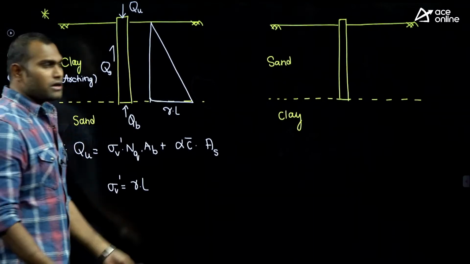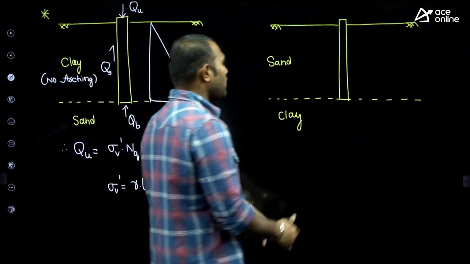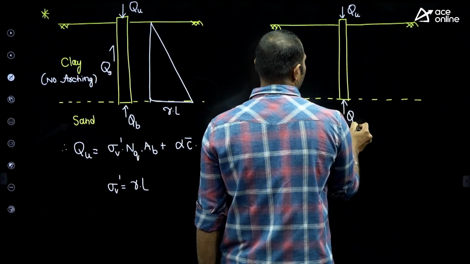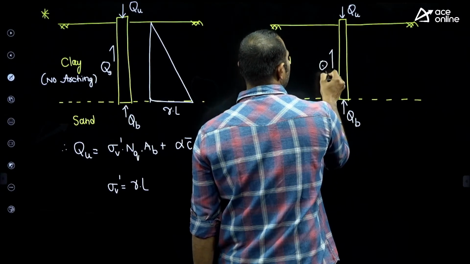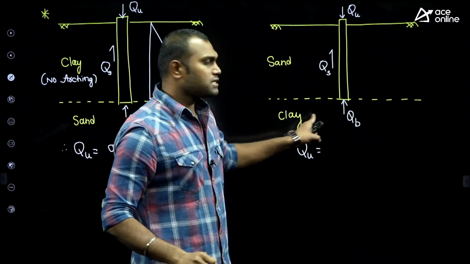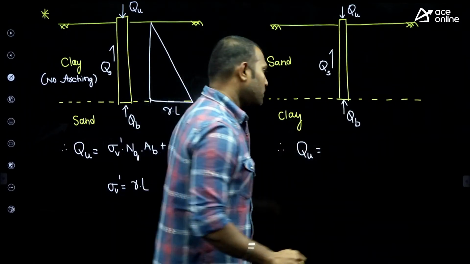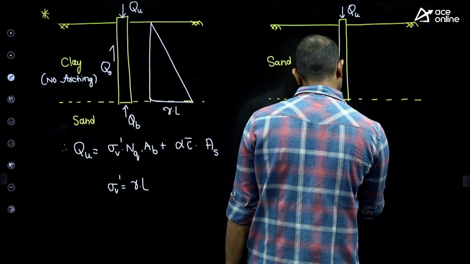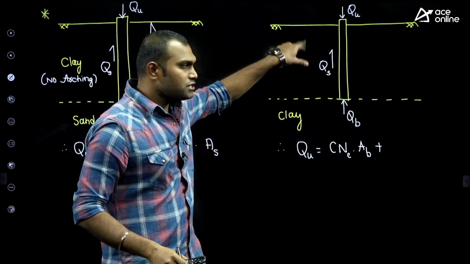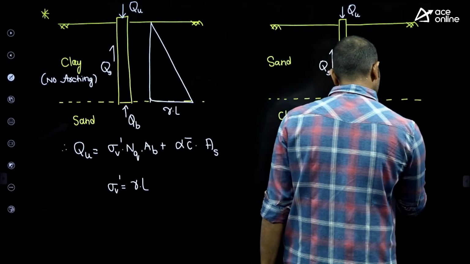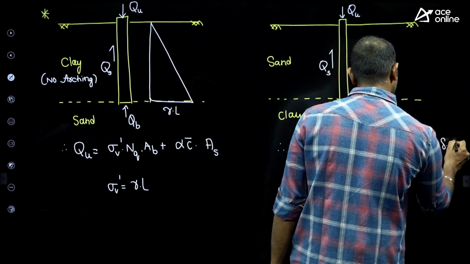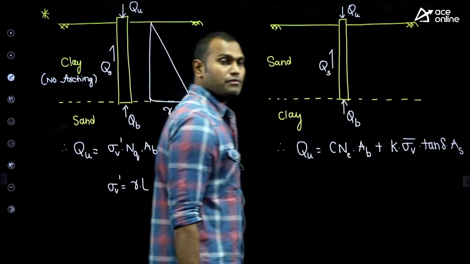Now similarly in the case of the sands and clay, if you see the ultimate load carrying capacity, the base resistance is due to clay and skin friction is QS. Now what is QU? The base resistance is due to clay, whose value is bearing capacity, C Nc into area at base, plus skin frictional resistance due to the sand, which is K into sigma V bar into tan delta into AS.